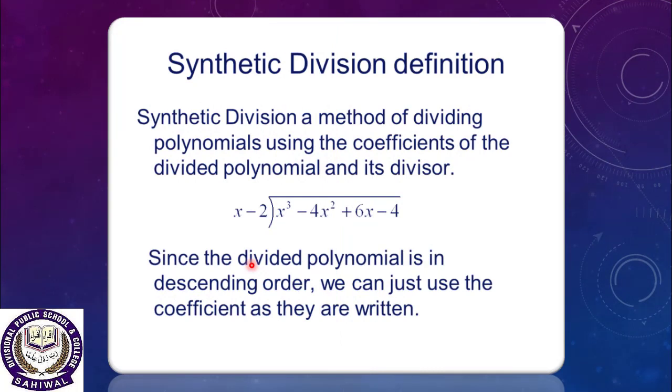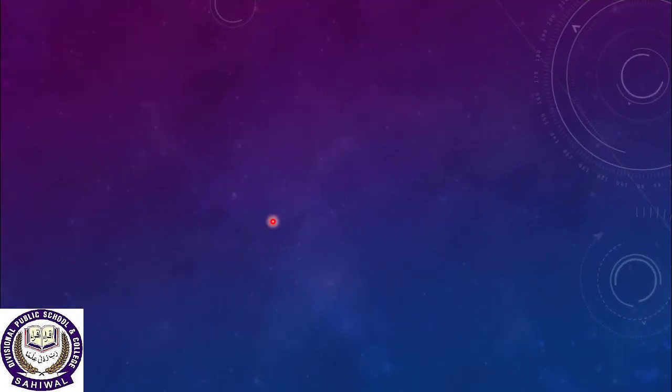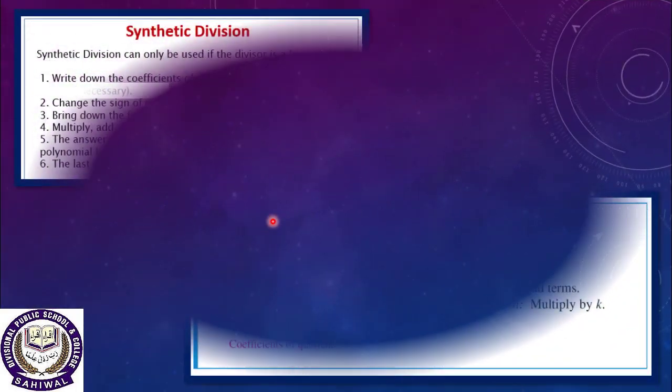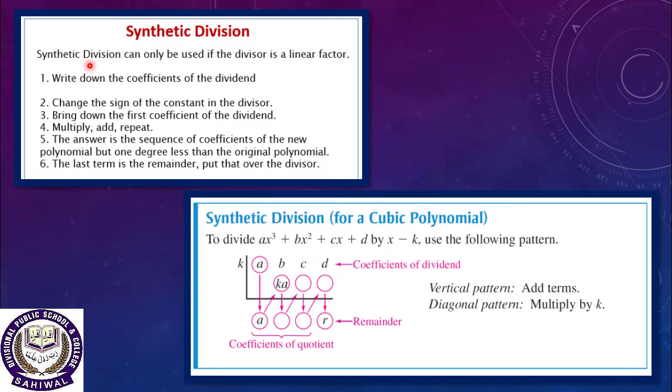The synthetic division is a method of dividing polynomials using the coefficients of the dividend polynomial and its divisor. Let this be the dividend polynomial and the divisor is x minus 2. Since the dividend polynomial is in descending order, we can just use their coefficients. Synthetic division can only be used if the divisor is a linear factor. The linear factor means it is a polynomial of degree 1.